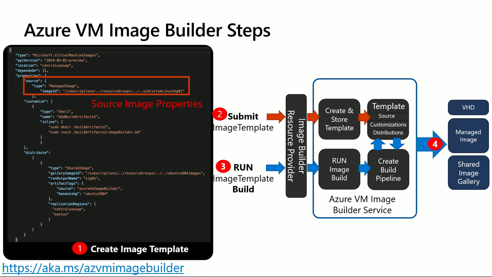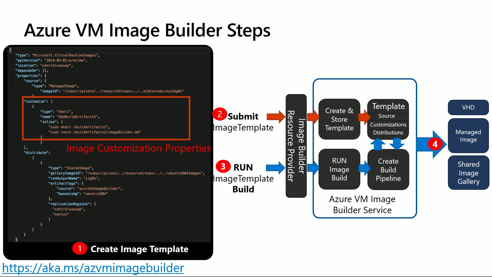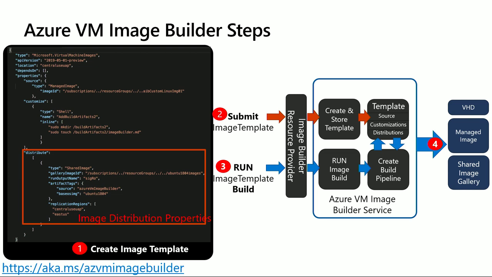And that describes what the source is going to be. Managed image, it could be publisher off a SKU, it could be a shared image gallery. And then you have the customize. The customize section is an array. You can have multiple customizations in there. And then lastly, we have the distribute portion of it, and this is an array as well. You can have multiple distribution points.